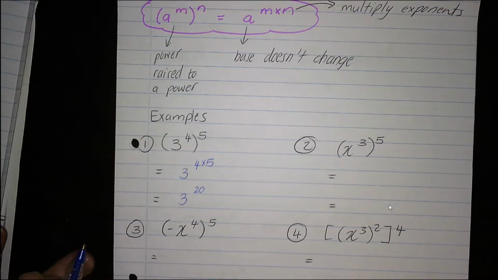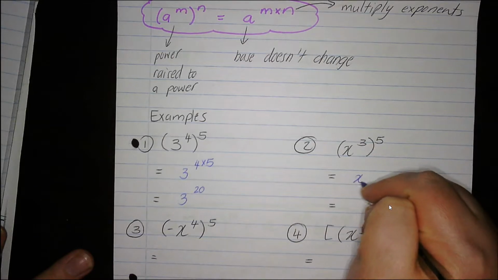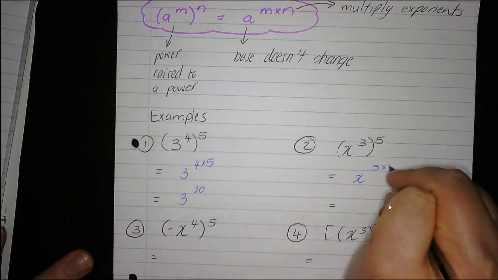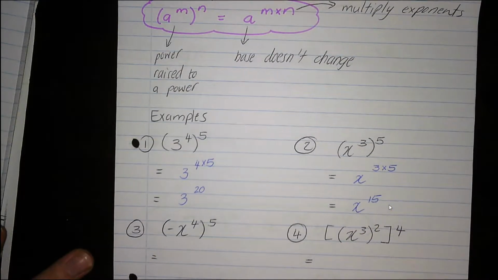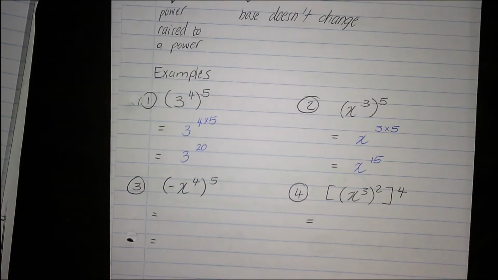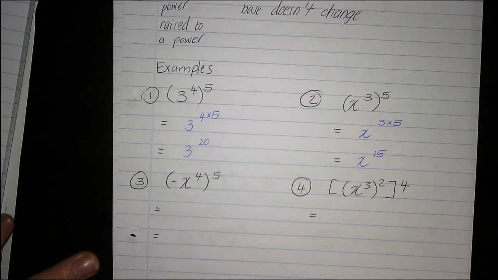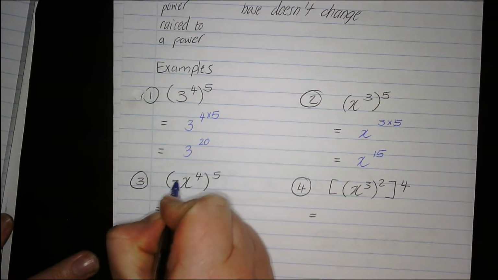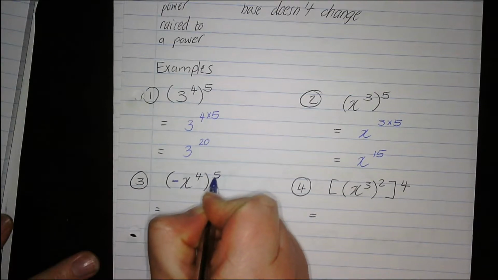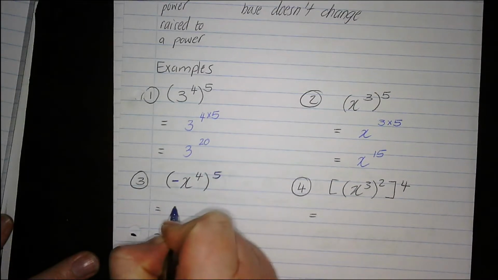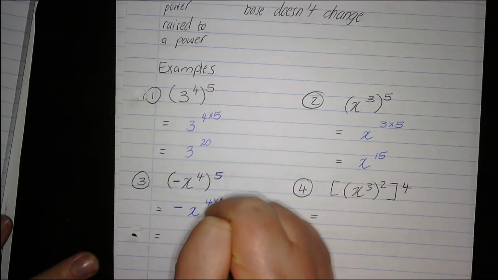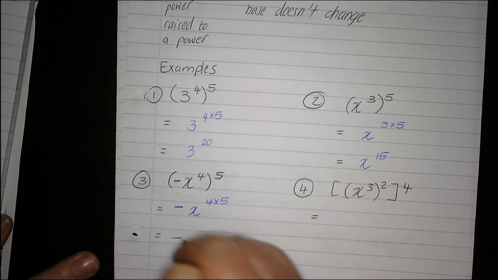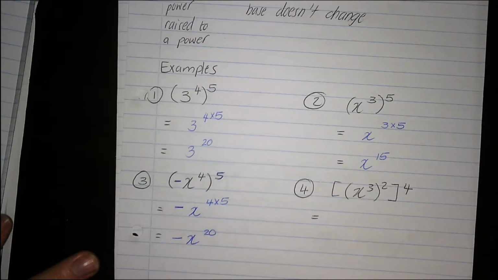Okay, and you can work that out on your calculator. Over here we have x to the power 3 times 5. That's going to give us x to the power 15. This is the only time that we multiply exponents. Alright, over here we have a negative to an odd power, so it's going to be negative, and then we multiply the two exponents. So that's negative x to the power 20.